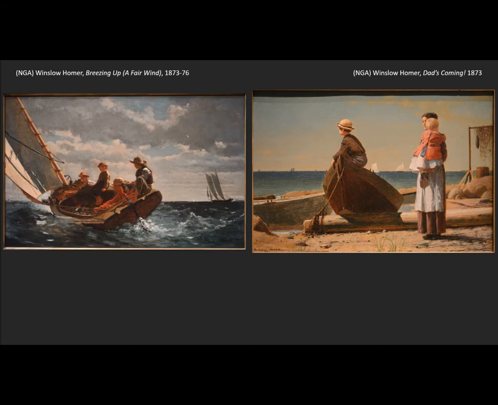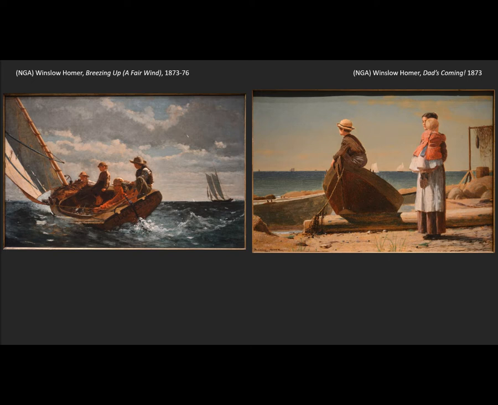This summer in Gloucester in 1873 led to one of Homer's most famous and best received works. People actually really loved this, and they even said that it's so well composed that you can almost forget the sloppiness of his paint, right? They were almost willing to look past it. So when it was originally exhibited, it was called A Fair Wind. Then when it was reshown by a later owner in the 1890s, it was retitled Breezing Up, right?